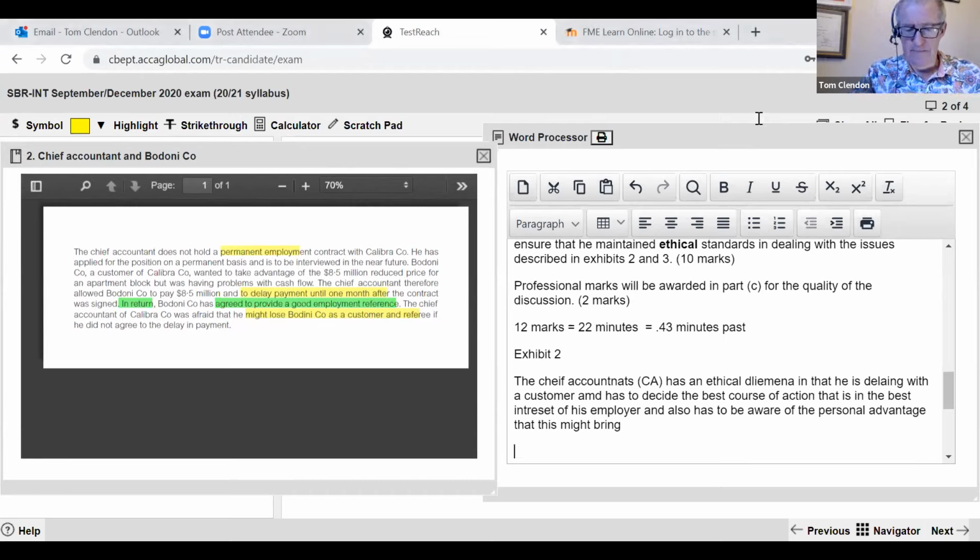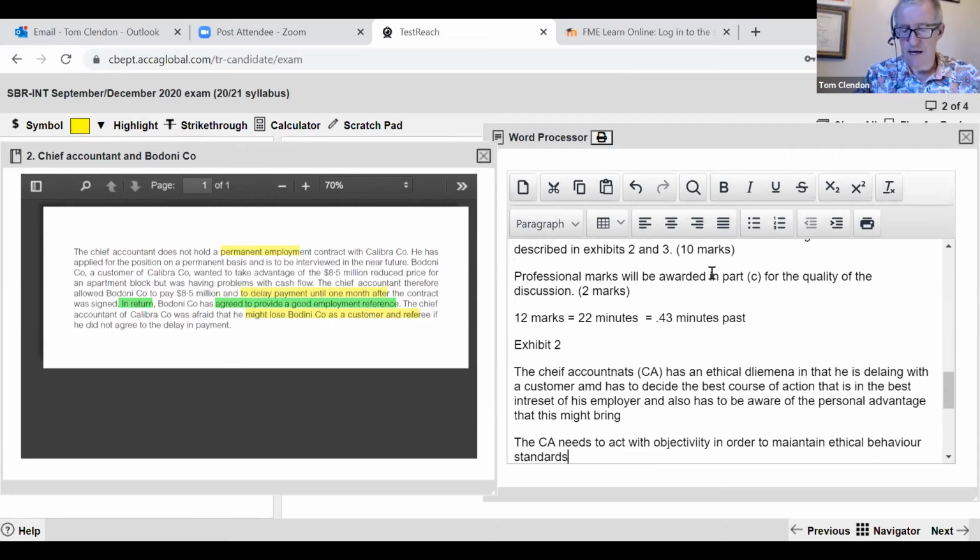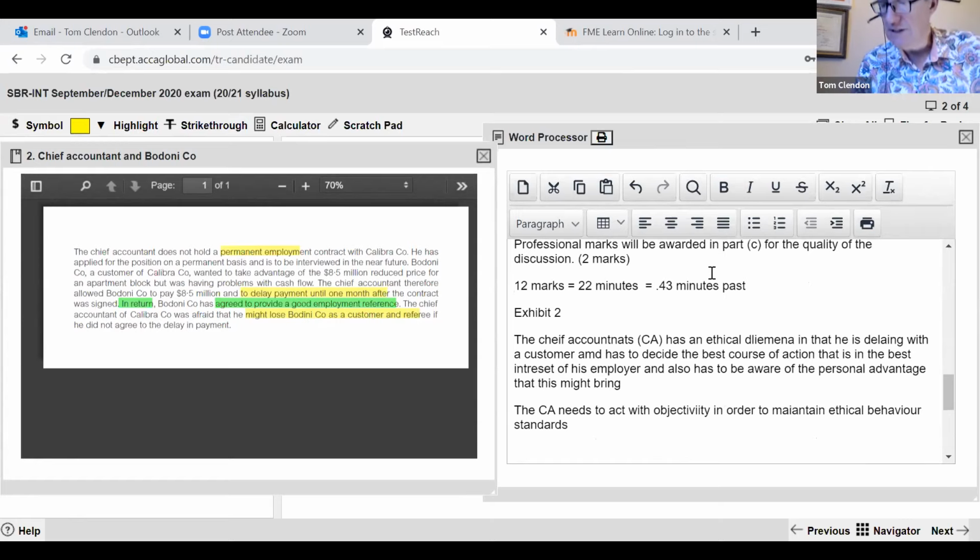Yeah. The chief accountant needs to act with objectivity in order to maintain ethical behavior standards. Yeah. So, you know, that's what we've got to do.